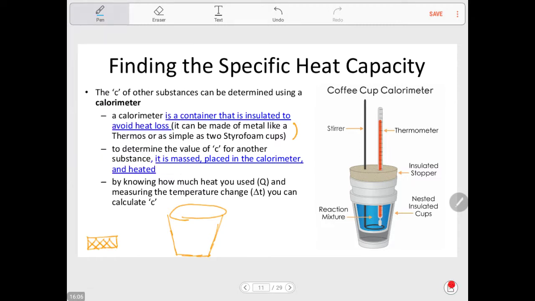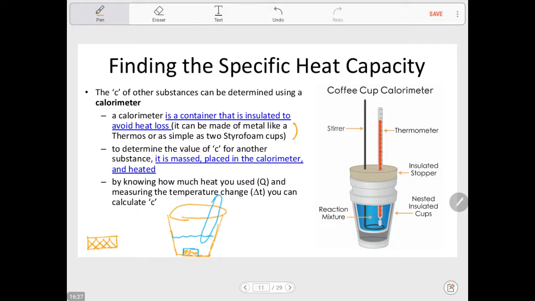So what we do is we fill it with water. And here's what would happen. At the very beginning, I would measure the temperature of the water with a thermometer, and I would record that. Then I would place that hot metal inside of the water.